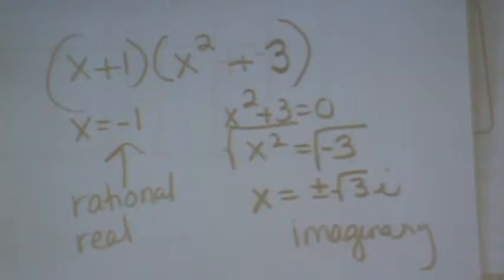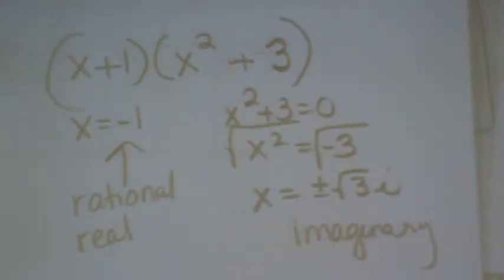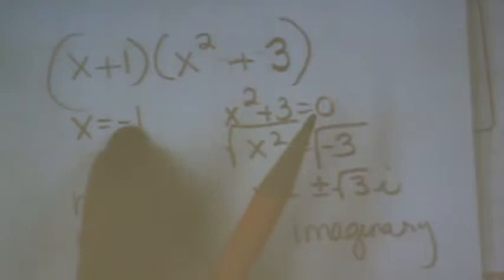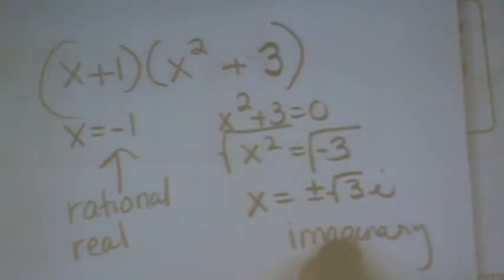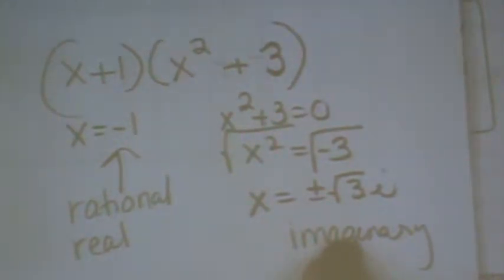So when they ask you to find, if I gave you this problem and said, give me all the real zeros, what would you say? Just negative 1. If I said, give me all the zeros, you would say negative 1 and plus or minus the square root of 3i. So you need to know the difference between the directions. It's very important for you to be able to read it and answer their question.